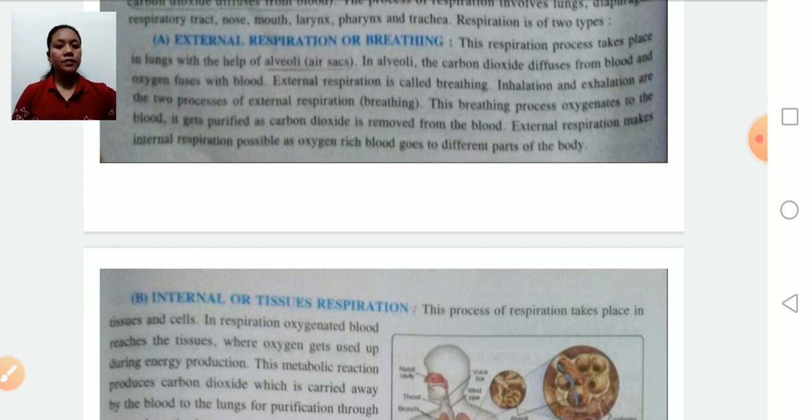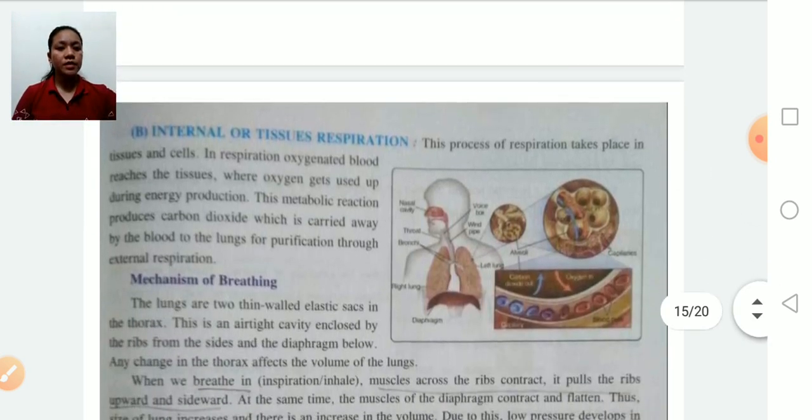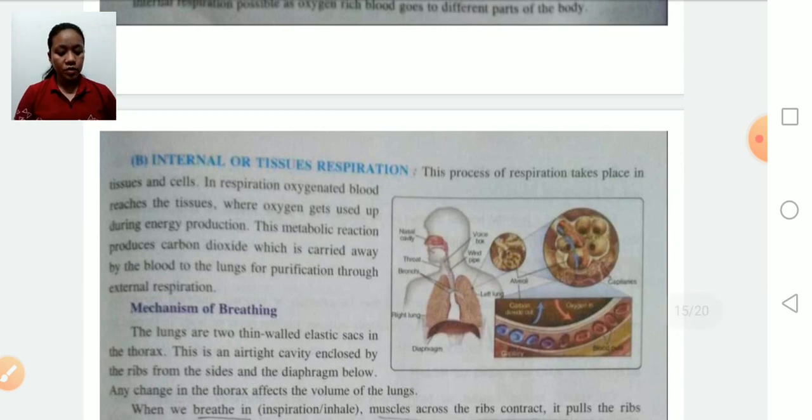And internal respiration, or tissue respiration, means the respiration takes place between blood and cells. This process of respiration takes place in tissues and cells. Means oxygenated blood reaches the tissue where oxygen gets used up during energy production.